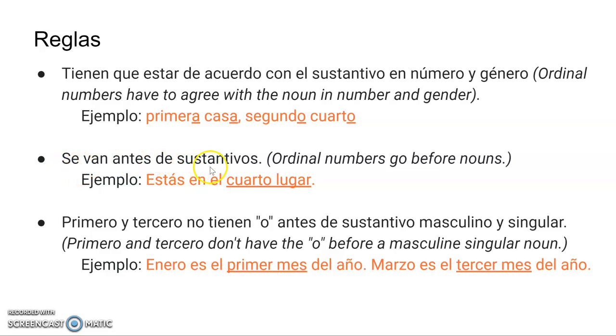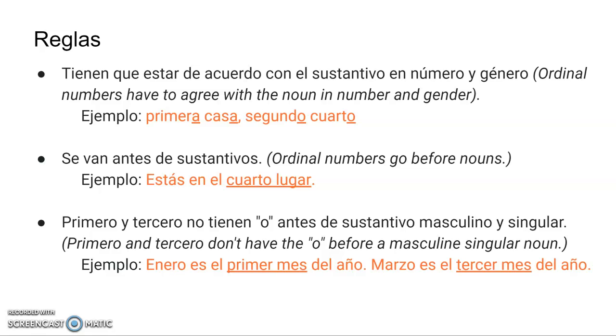Se van antes de sustantivos. Ordinal numbers go before nouns. Estás en el cuarto lugar. So if you were running a race and somebody says, well, what place am I in right now? Estás en el cuarto lugar. So here you would use estar. We just talked about ser and estar so that we know when something is fluid or changes easily, like your place in a race. You could use estás.